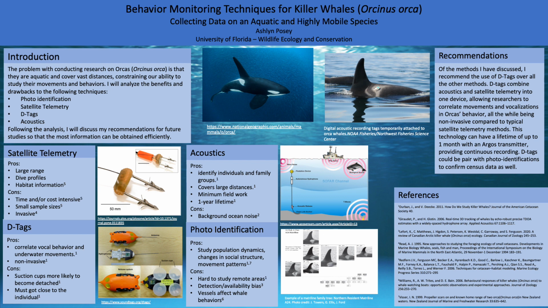Next, let's discuss acoustics. Acoustics can gather information on individuals or families present, their behavior, and social structures over a large area. Killer whales have three primary sounds: echolocation clicks, whistles, and pulsed calls. These can be used to identify individuals and family groups and can provide information about presence on large spatial scales. This also only requires minimum fieldwork and can be deployed for up to 1 year.